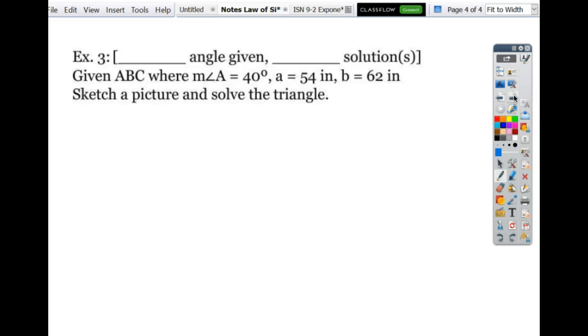Okay, on the first triangle, we got one triangle. On the second, we got none. So how many do you think we're going to get this time? 2. So pay attention.